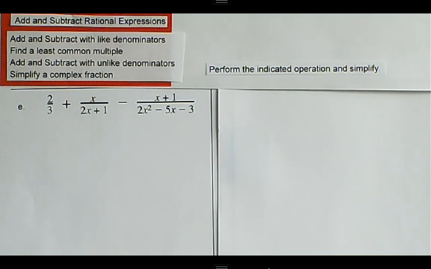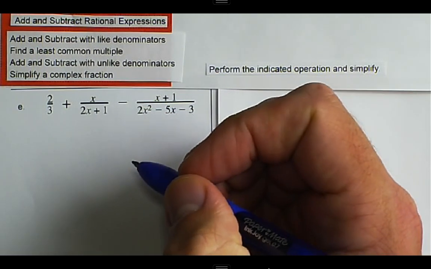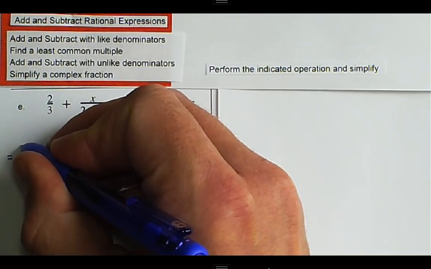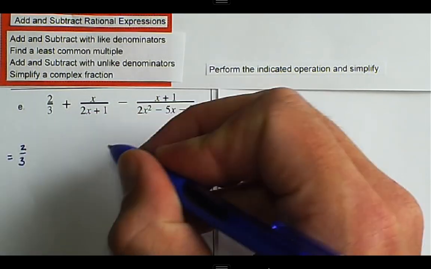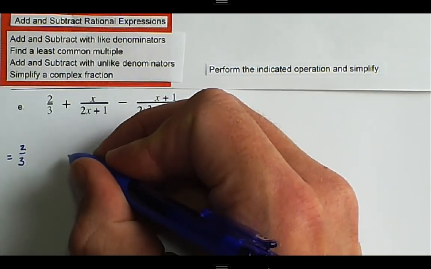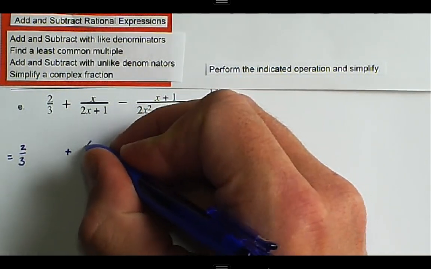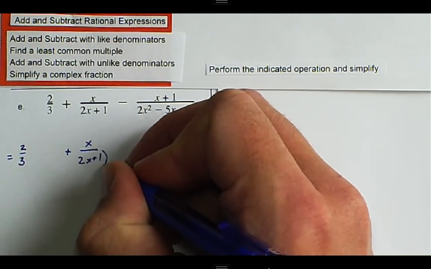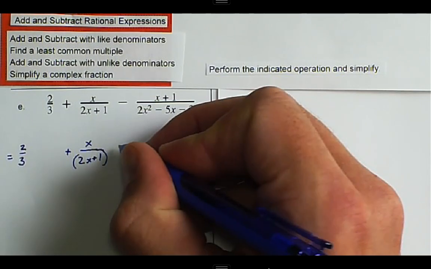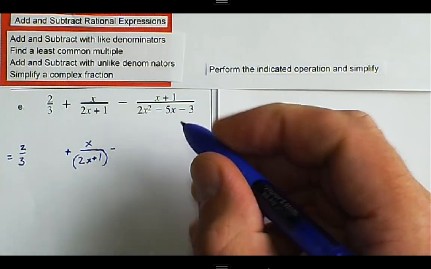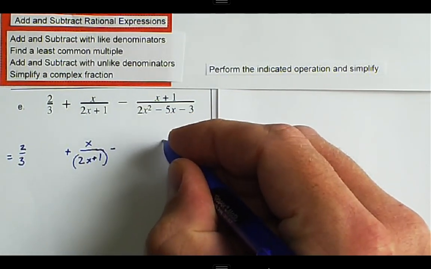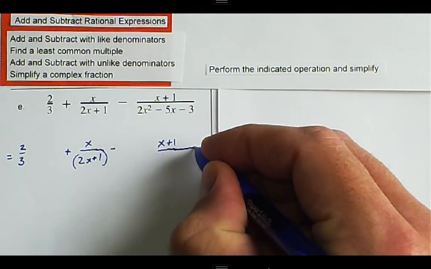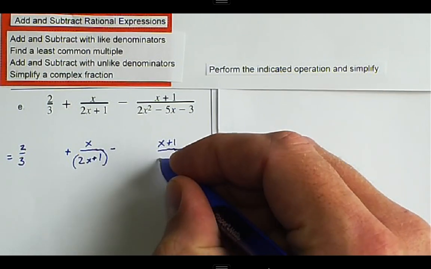So the first one, that is in factored form already. So that's going to be equal to 2/3. The next fraction that we have there is going to be x over 2x plus 1. That is in factored form already. And then we have x plus 1 over, and then we have to factor that.